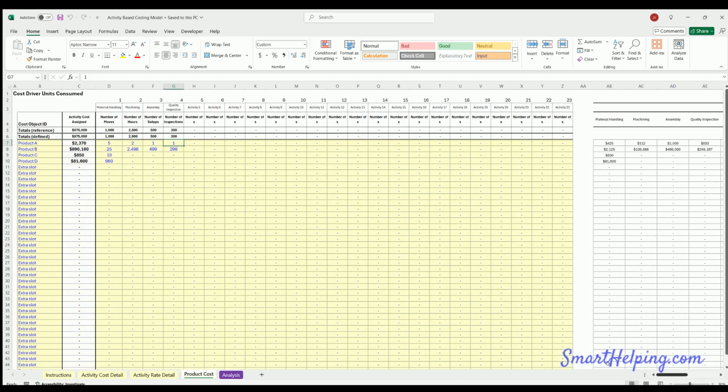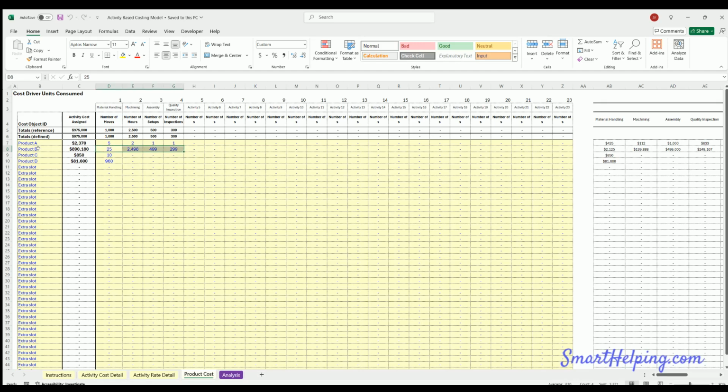And then we just add up the row to get the total cost to produce product A during the course of a year. So this says of the total $975,000 in costs allocated across all the products, 2,370 was allocated to product A, and we could back that up by saying this is how many moves were used, this is how many hours of machines were used, this is number of setups, this is number of inspections, and that's across all of product A units produced for the year. So that's what was used. This is the cost.